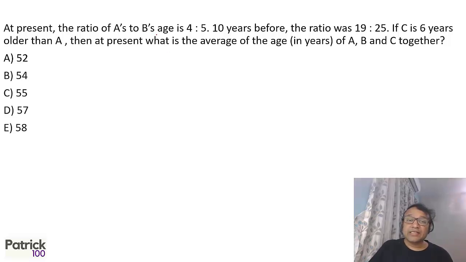So the ratio of A to B's age is 4:5. 10 years before the ratio was 19:25. So the first step in these types of sums is to make the difference same. Now the difference between 19 and 25 is 6. So here also you need to make 6.